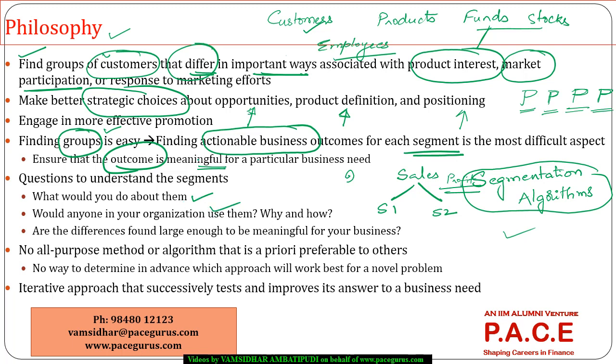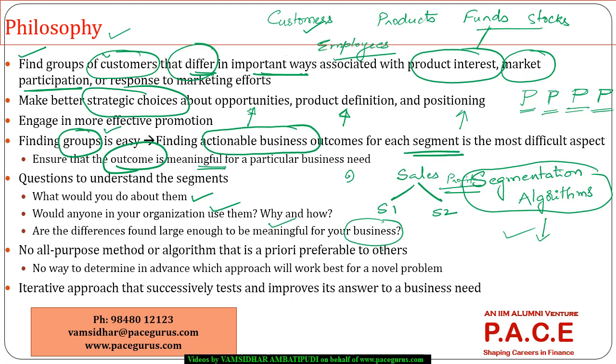Would anyone use these segments in your organization? For what purpose, if so, they are going to use it. Did you really find some kind of business outcomes which are significantly different across the segments? Very, very important point for us to really assess whether the segmentation has done a good job for us. Whether any of the segmentation algorithms that we have got in have really done a good job for us or not.